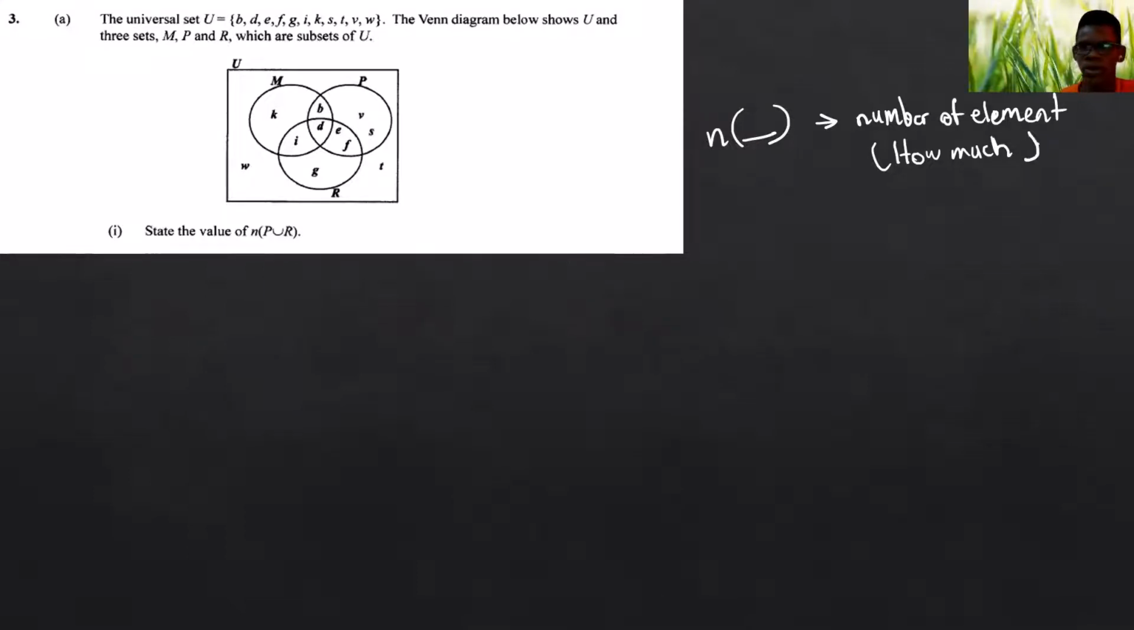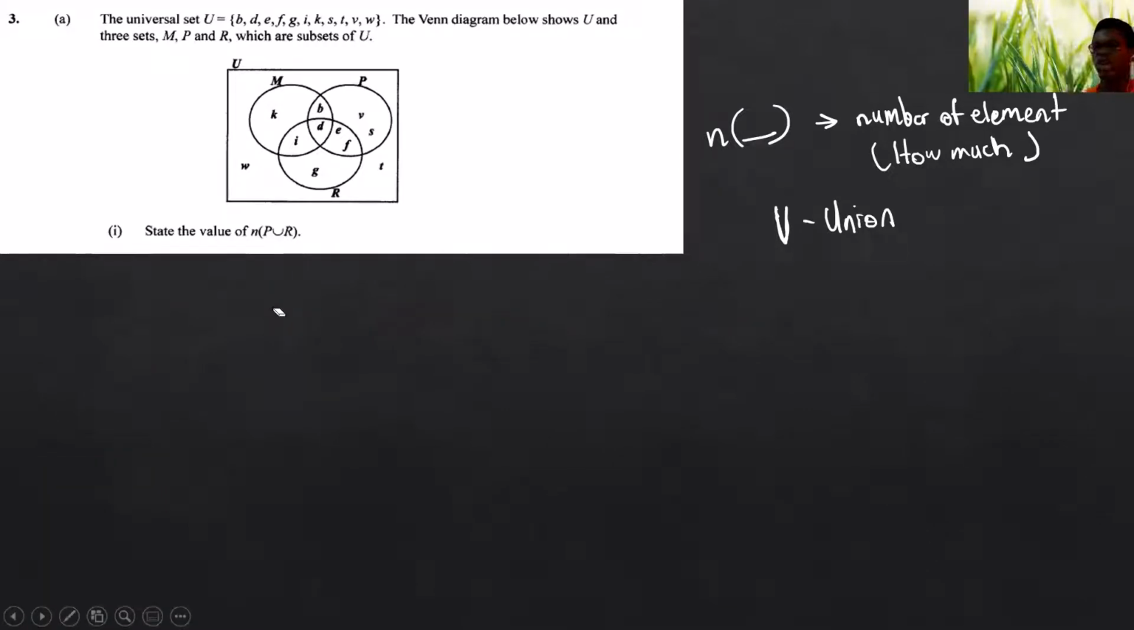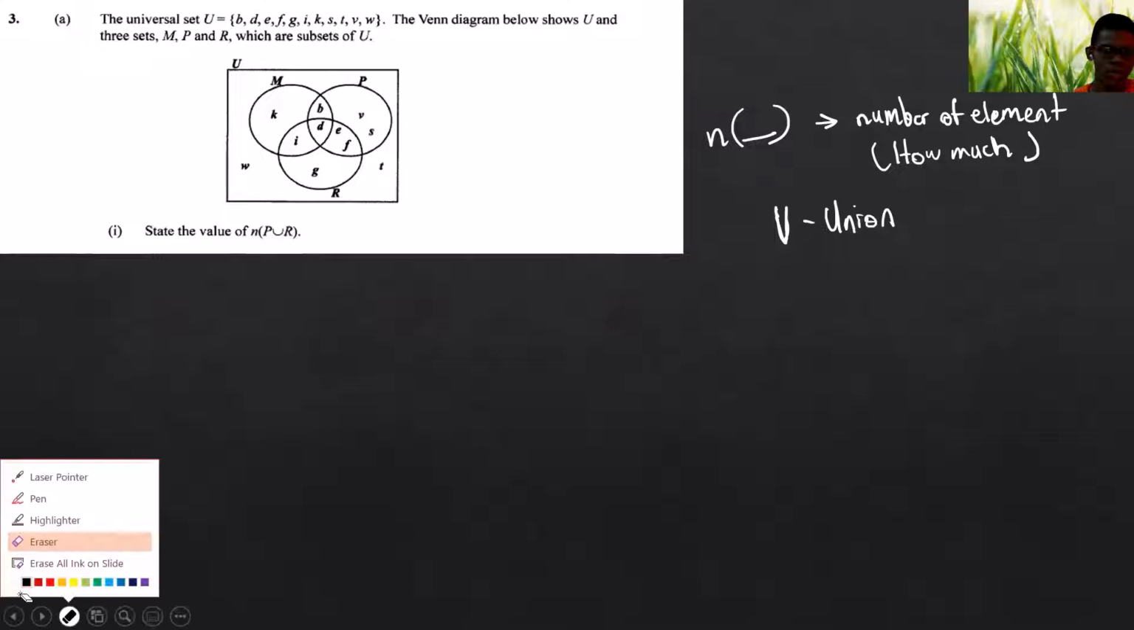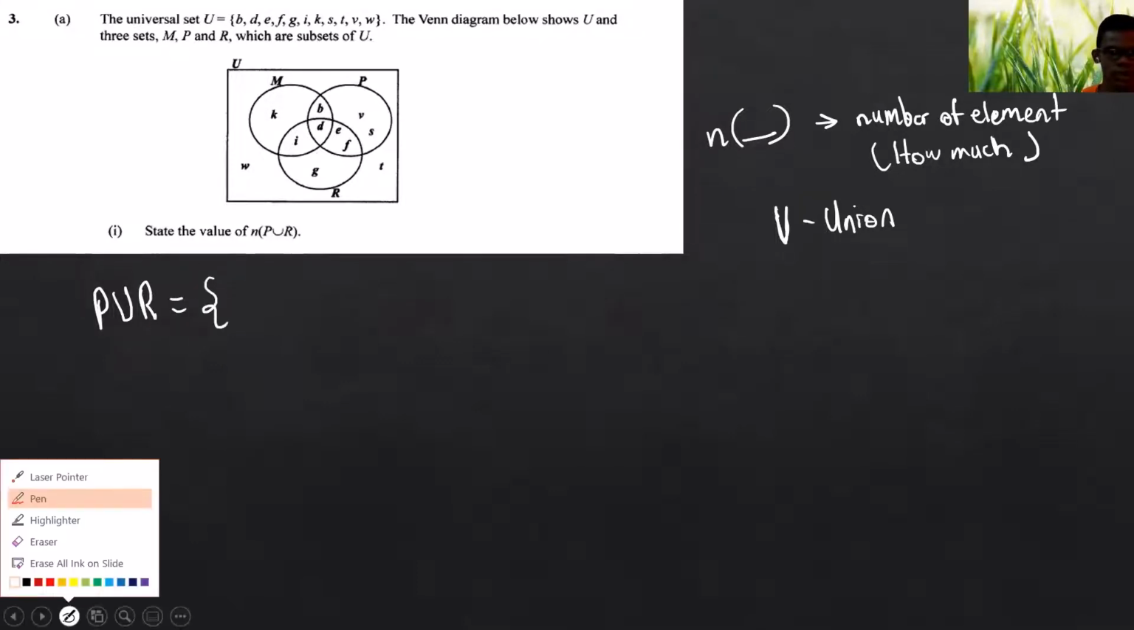Good. So they want to know how many elements are in P union R, and this U symbol means union, right? I think everyone is familiar with that by now. Good. So P union R. For us to know how many elements are in P union R, we need to know what the elements in P union R are, right? So let's write all the elements in P union R first, and then we'll count how many elements there are. So let's go ahead.